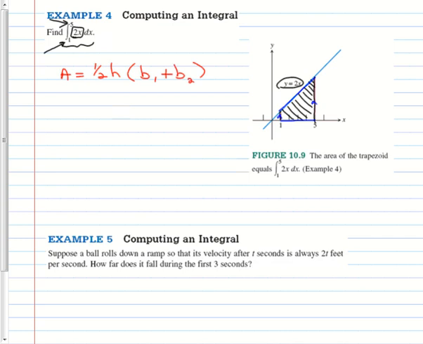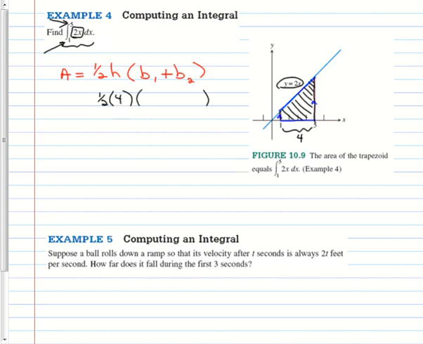We had a rectangle, that was easy. We had a triangle, that was easy. Now we have a trapezoid. Now we remember the formula, so that's easy. I just need to fill it in, and I can figure out this definite integral. 1/2 of the height. Where is the height of a trapezoid? The answer is 4. The height of a trapezoid is the distance between the bases. So this trapezoid is kind of on its side. The height is the distance between the bases.